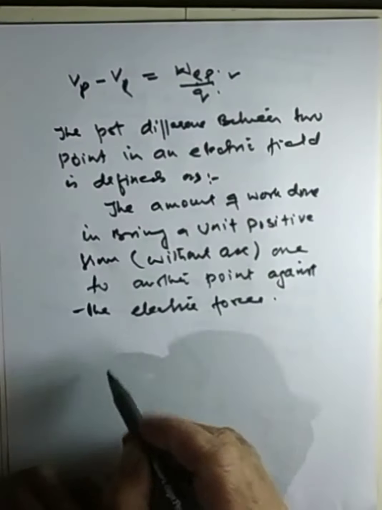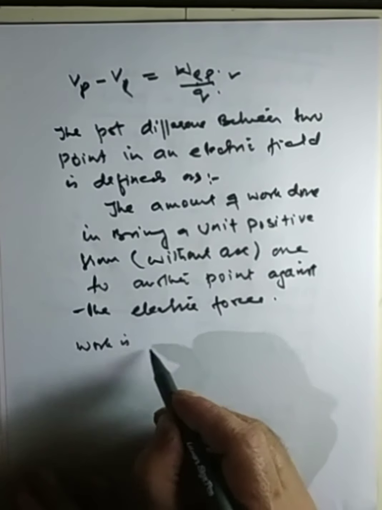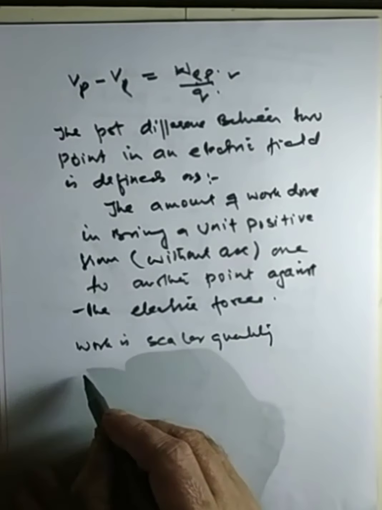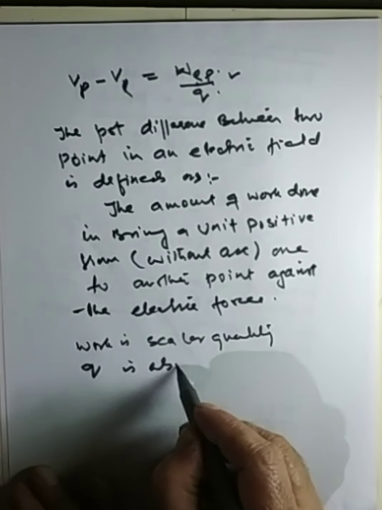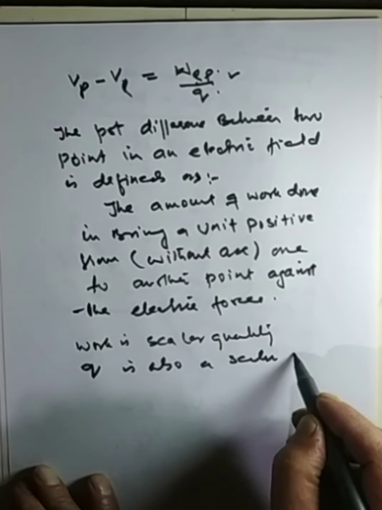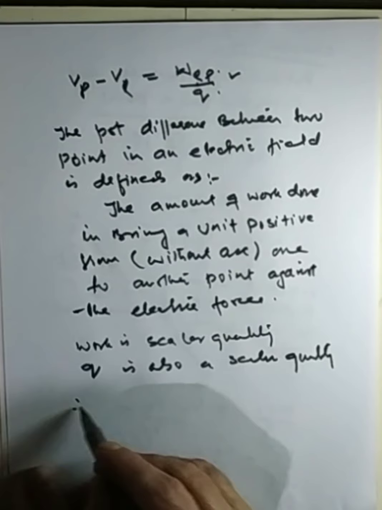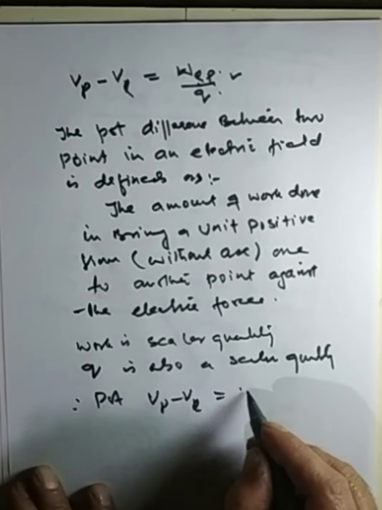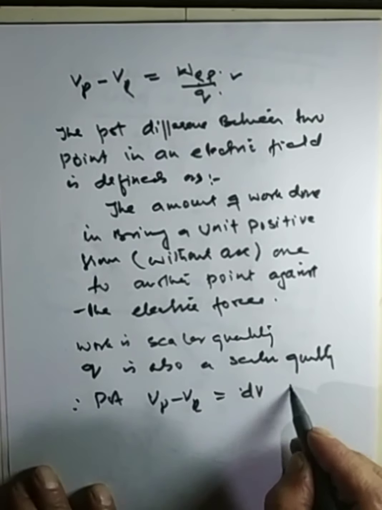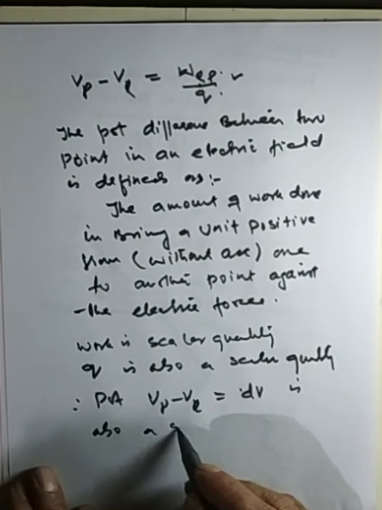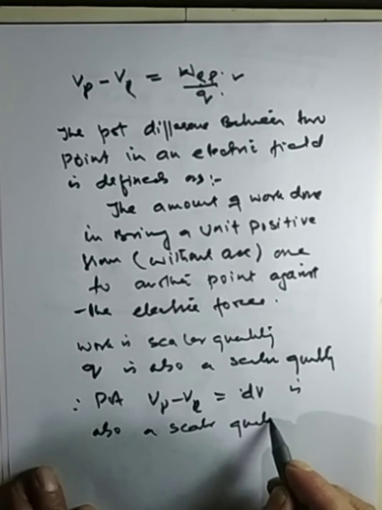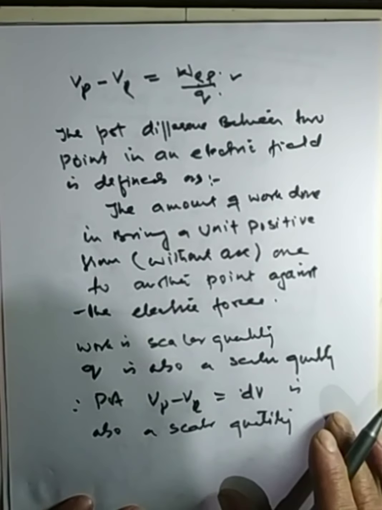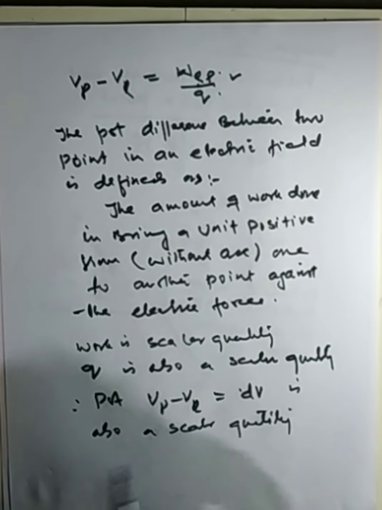Now, since work is a scalar quantity and charge Q is also a scalar quantity, therefore potential difference Vp minus Vr, which we can write as dV, is also a scalar quantity. Now, before defining units, we will first of all define potential at a point.